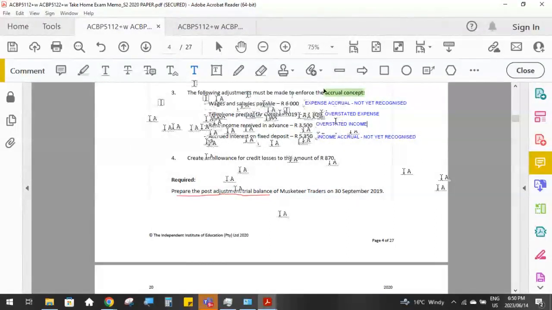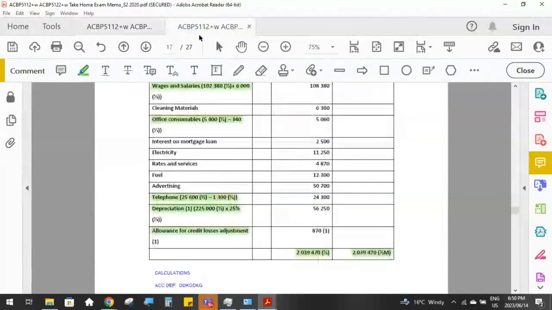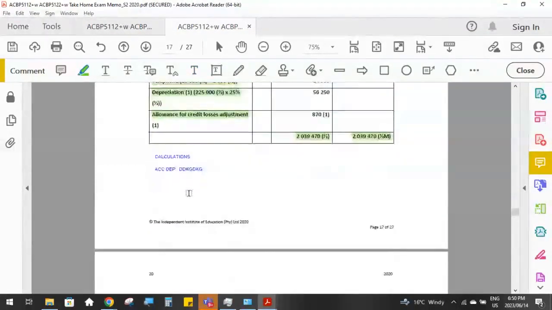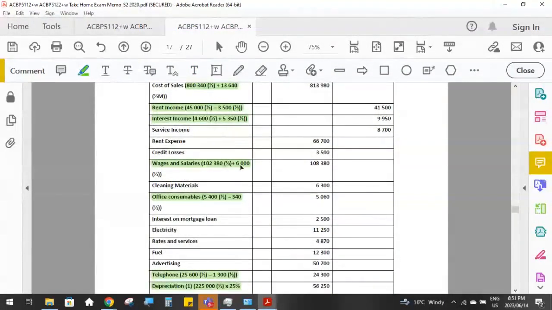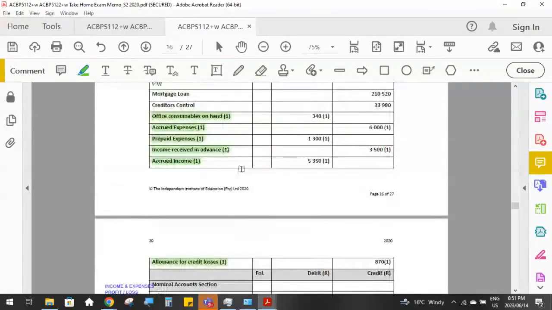So again, remember, there's got to be a double side to each entry. So we have to recognize wages and salaries of 6,000 Rand. So we have to debit the expense account, wages and salaries. We've got to increase the existing expense by 6,000 Rand. So that's an expense, so it's debit wages and salaries, and we will credit accrued expenses. Because this is in the balance sheet section of our trial balance, that is a liability.